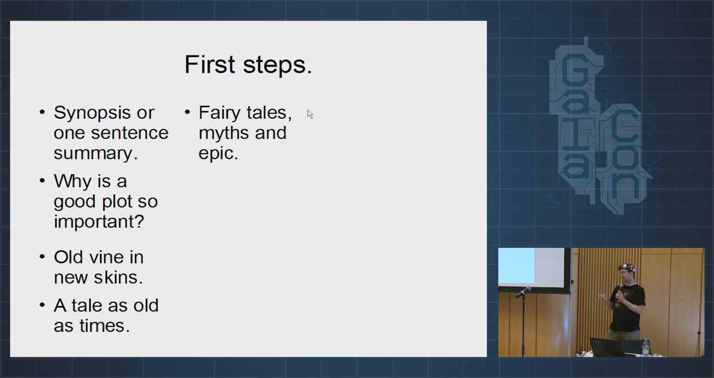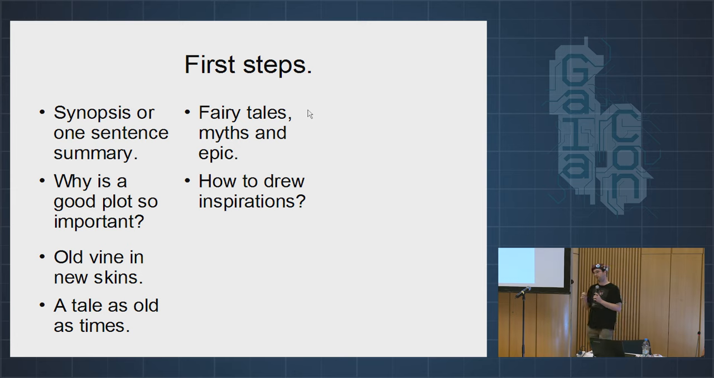Myths and epics are a little bit different. Myths are also moral stories, but with a twist. You have the vicious evil approaching the hero, and you have to fight it. In fairy tales, it isn't always about fighting or great heroes. There are normal people. In myths, there are epic, great people, heroes of all kinds.